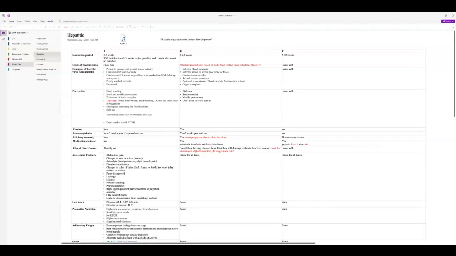Now, A and B have vaccines, C does not. A and B have immunoglobulin, C does not. But B and C do have medications.